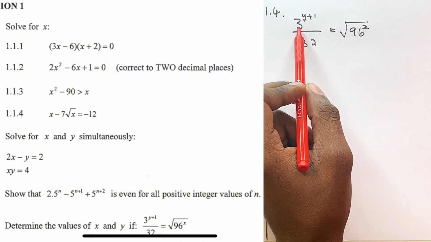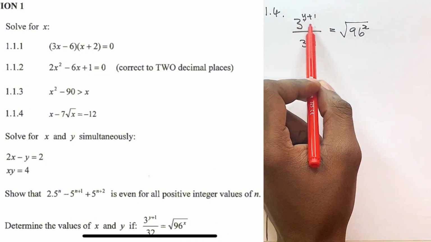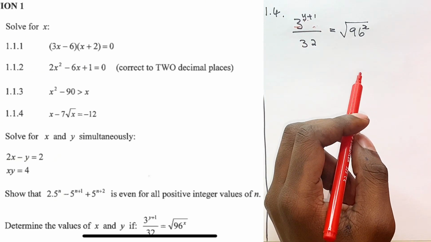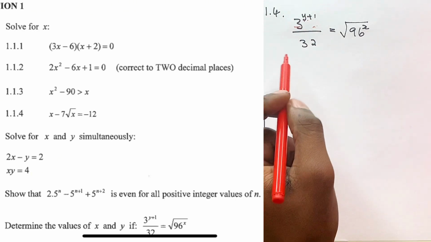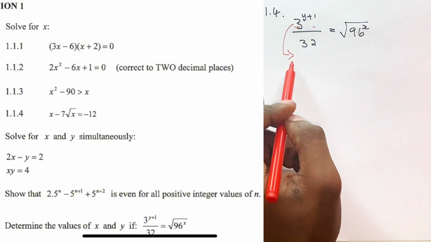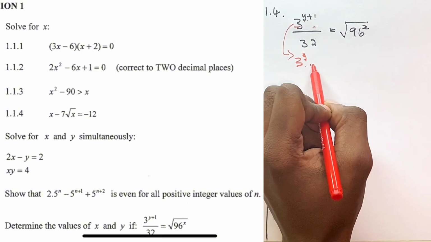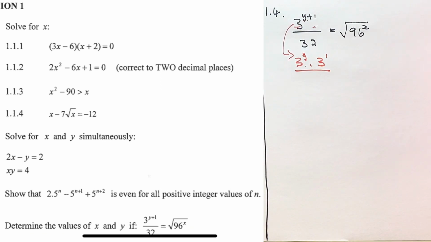Now if the bases are the same, you add the exponents, which means this used to be 2 bases that were multiplied together, and then their exponents were added. And if their exponents were added, that means they were the same base. So here I will have 3 to the power y multiplied by 3 to the power 1.